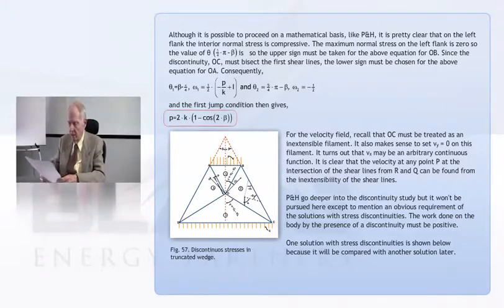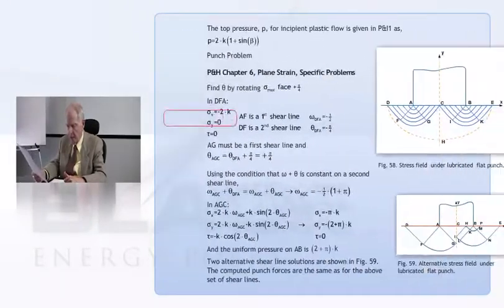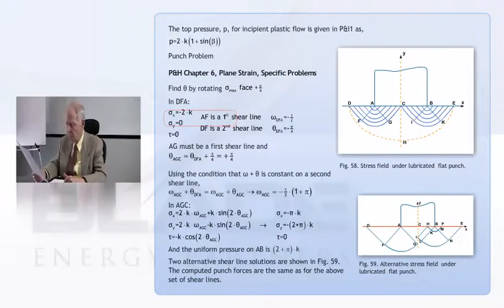And in the long run, you can figure out what the pressure is at the top, and that's given on the next page, first equation. And it's a truncated wedge, and the solution is really quite simple. The pressure is 2k times 1 plus the sine of that beta angle, which is very much like the beta in that wedge that we just looked at.